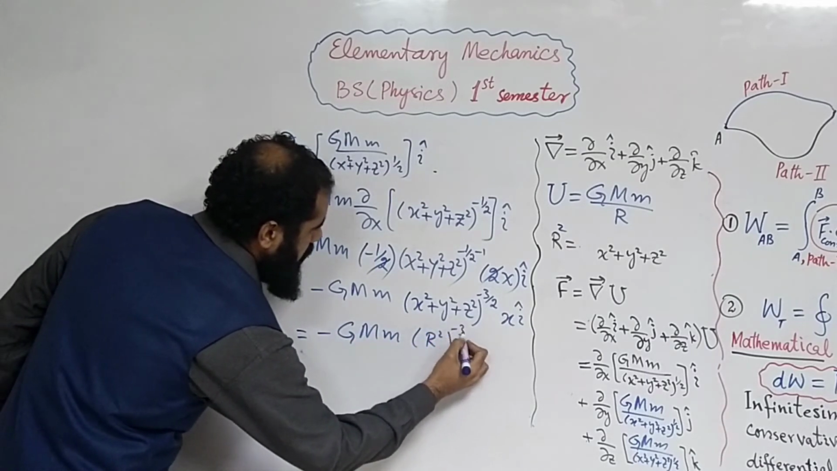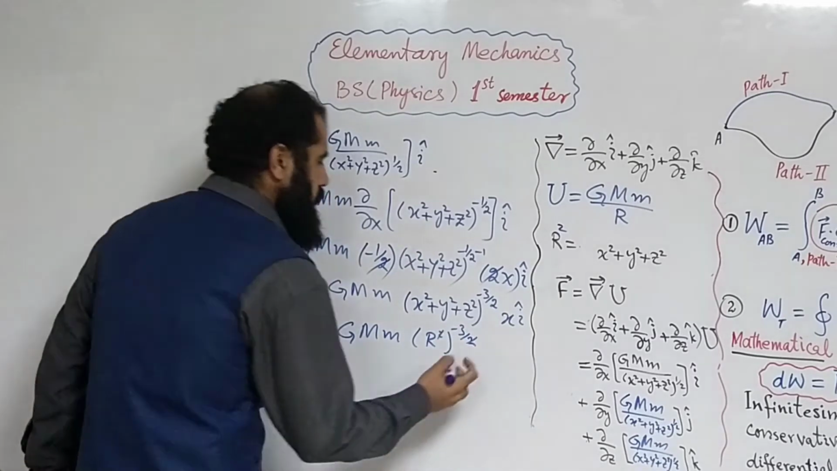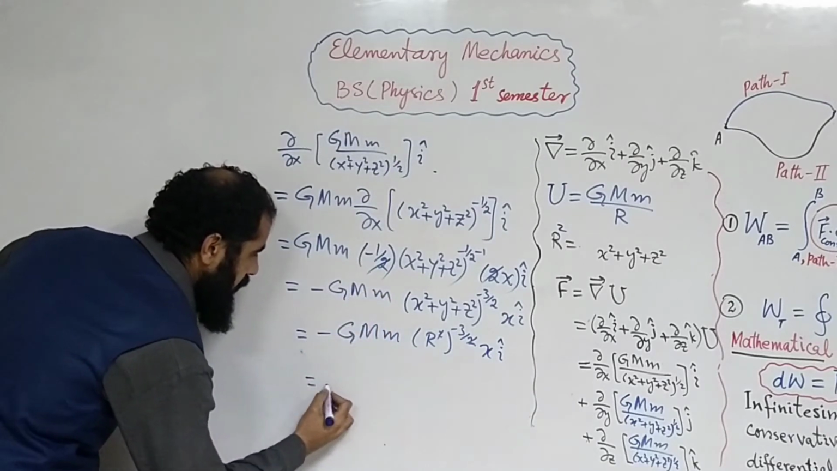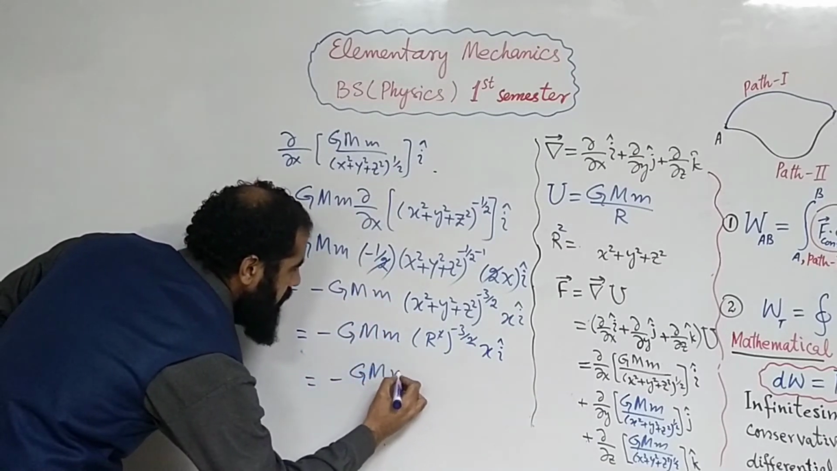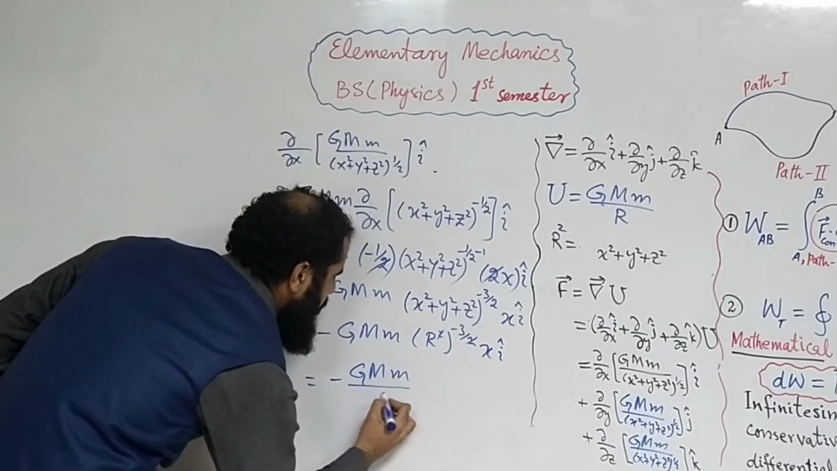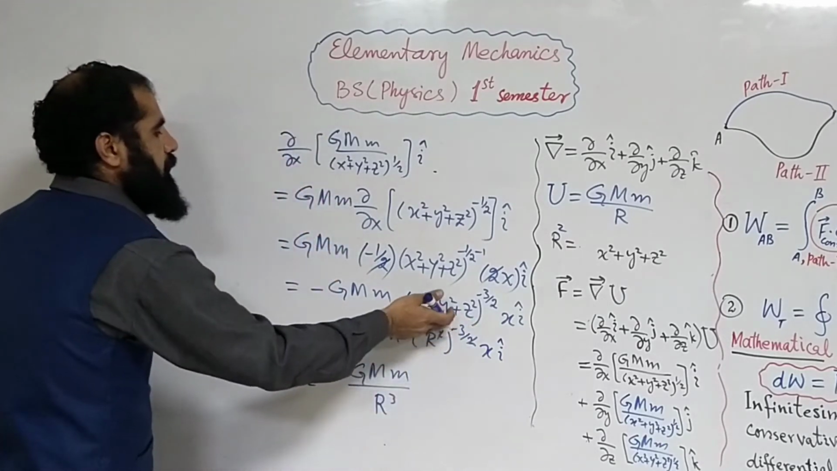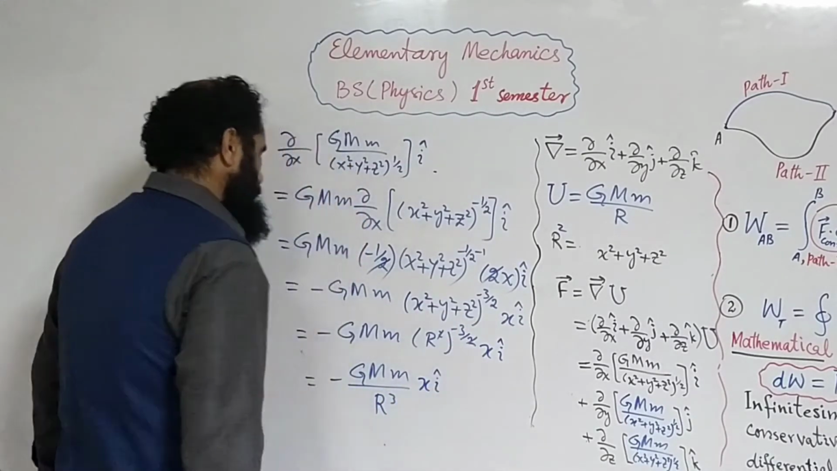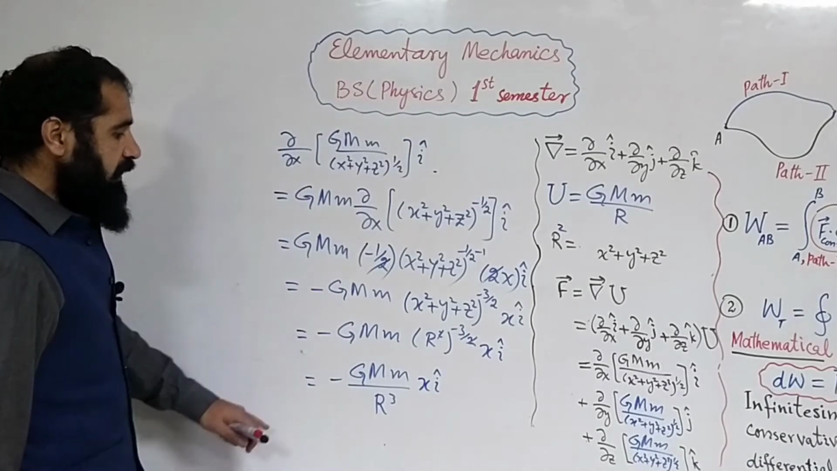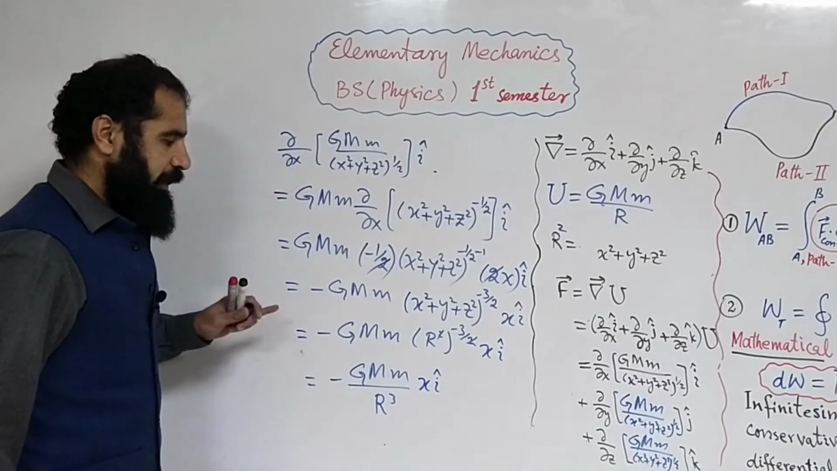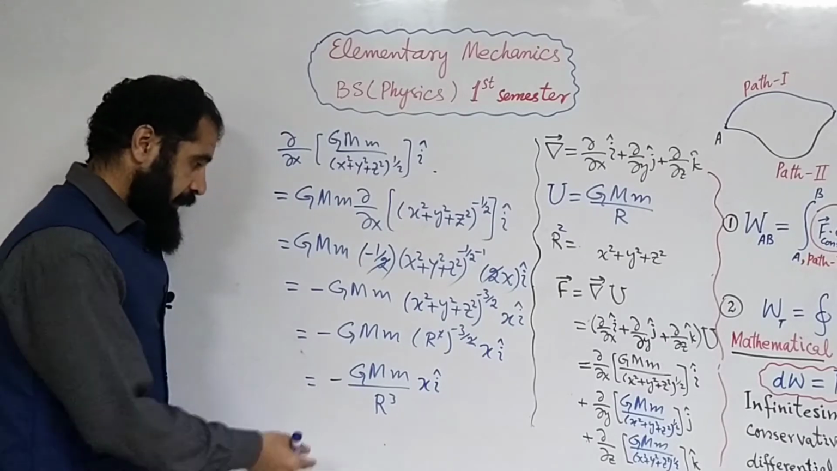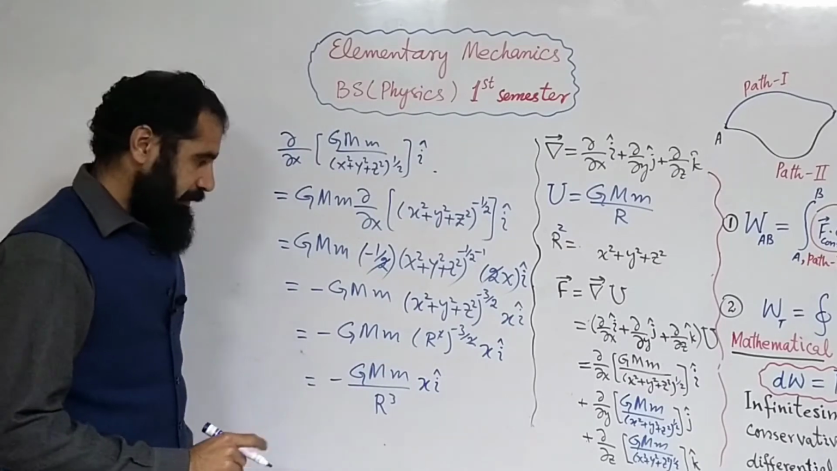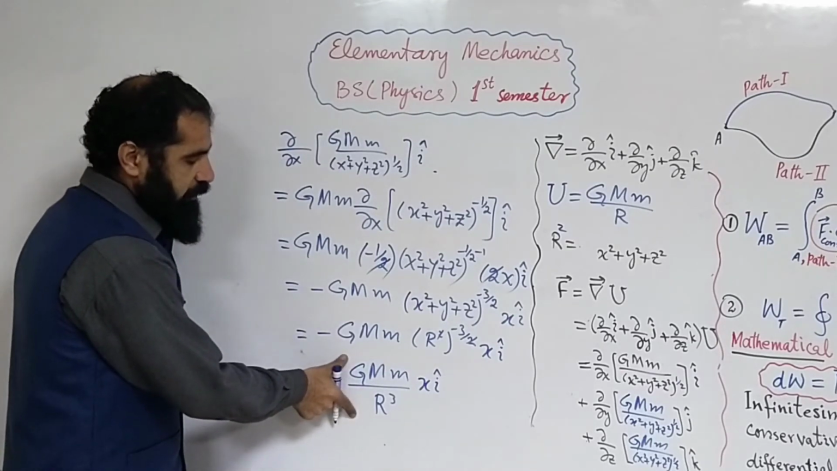R square raised to minus 3 by 2, the 2 cancels with 2, xi, and then I get minus GM divided by r cube. This minus 3 becomes r cube and is multiplied with xi. This is now the x component of that force which I derived from some scalar potential energy, and this is a conservative force. This is the x component of gravitational force.